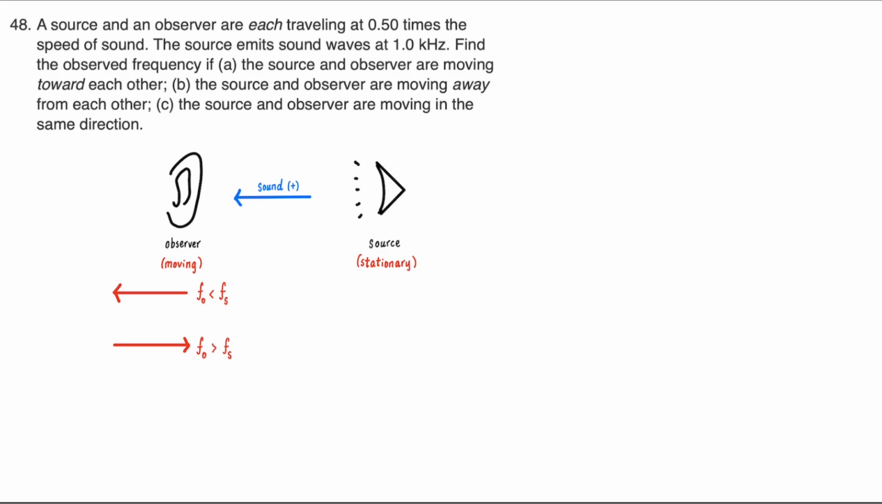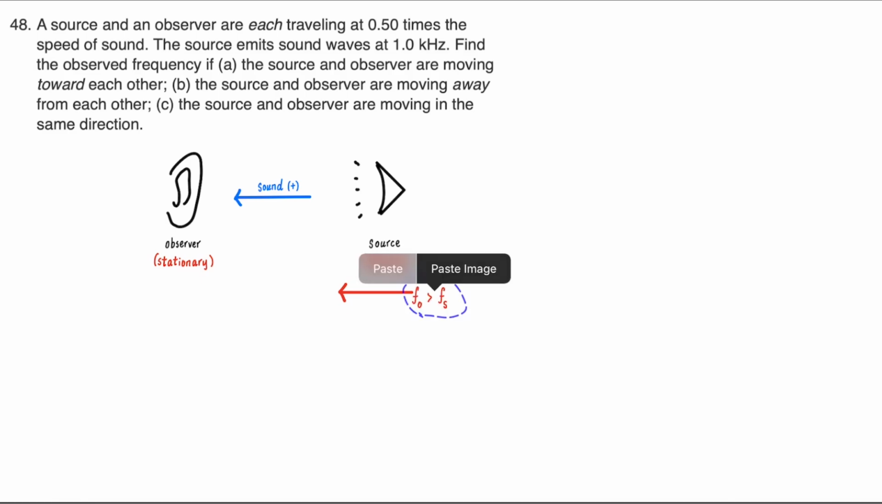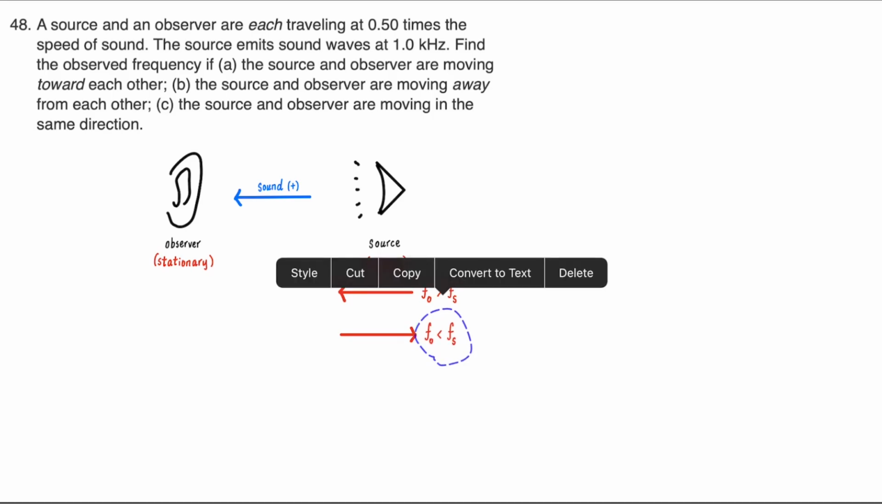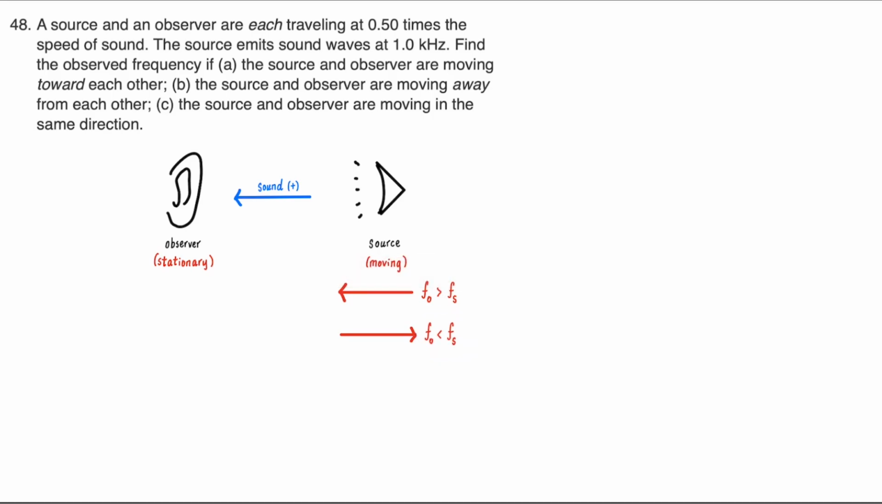Now let's assume instead that our observer is stationary and our source is the one that's moving. In this case, if our source were to be moving towards the observer, the observed frequency would be greater than the source frequency. And if the source were to be moving away from the observer, then the observed frequency would be less than the source frequency.